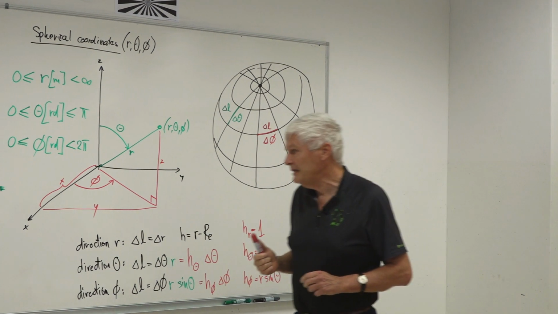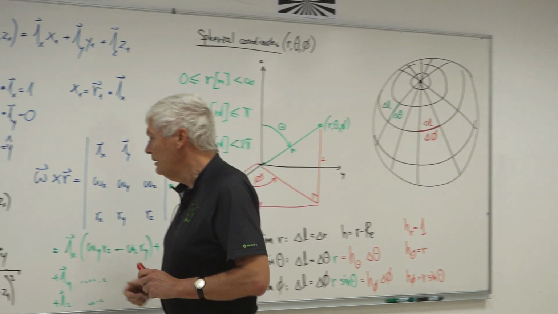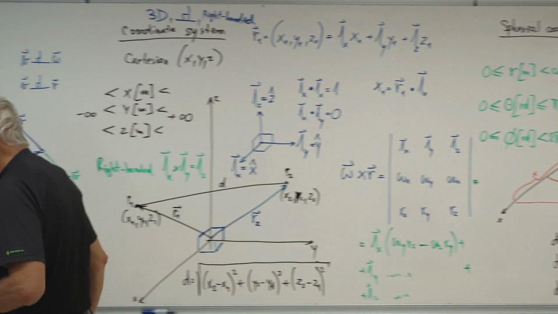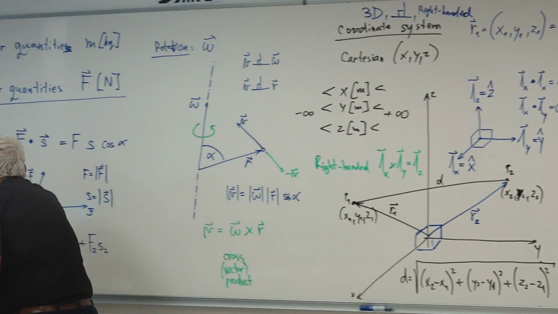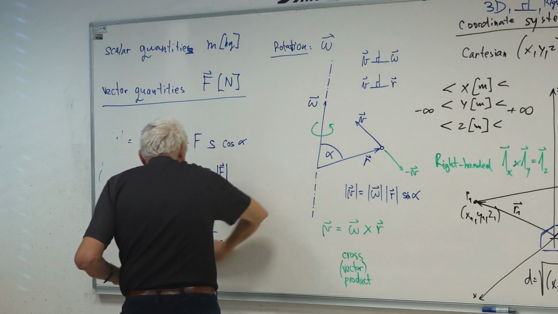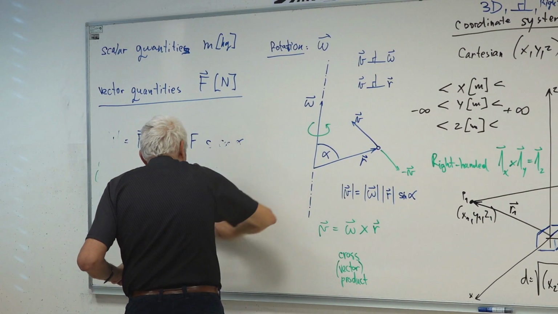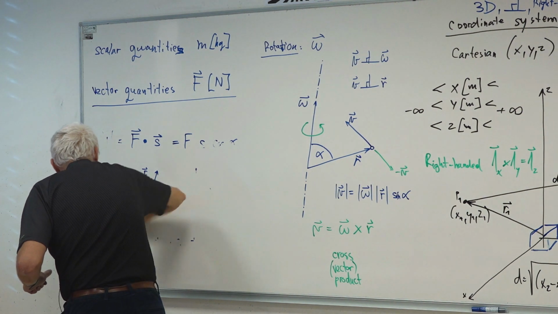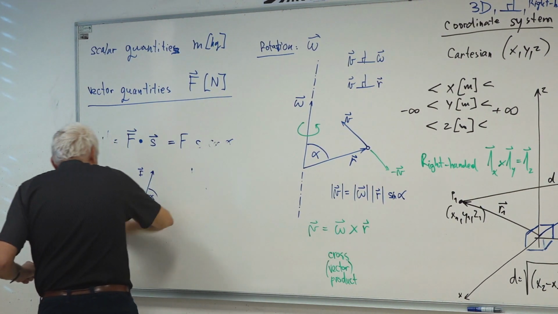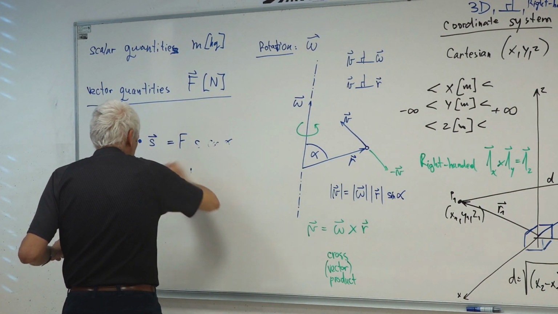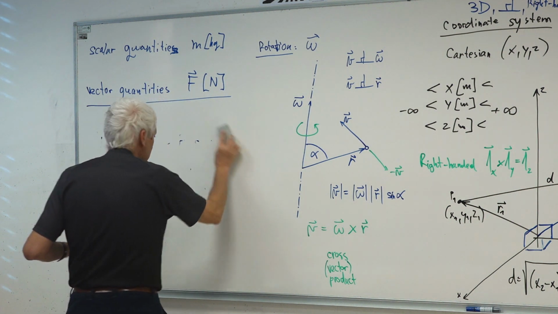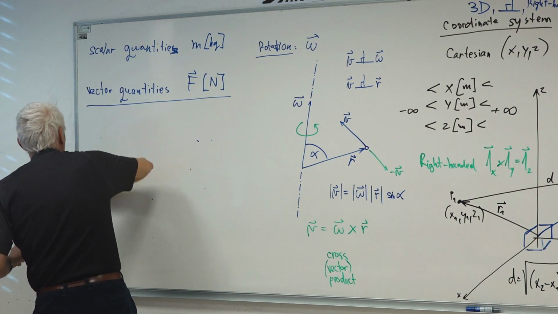We could have an arbitrary coordinate system. I have to find the eraser. This doesn't work at all.